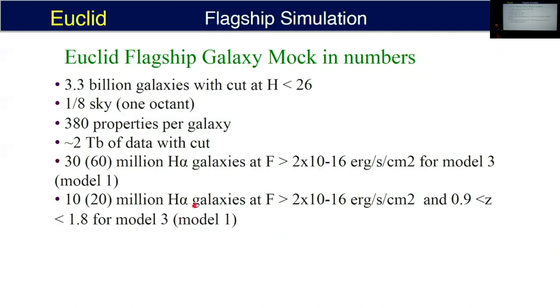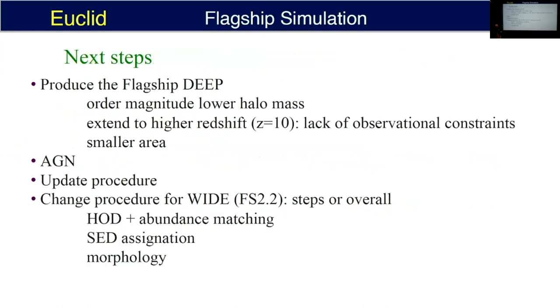And then when we cut with H alpha, we end up with 30 million or 60 million, depending on whether we cut in one model or the other. So what are the next steps? Now we are in the process of producing the deep, that is a much smaller area, but going to higher redshift. And then we want to extend to redshift 10, and then we will lack observational constraints. With the new data of JWST, we'll have some, but we'll have to see what we do there.